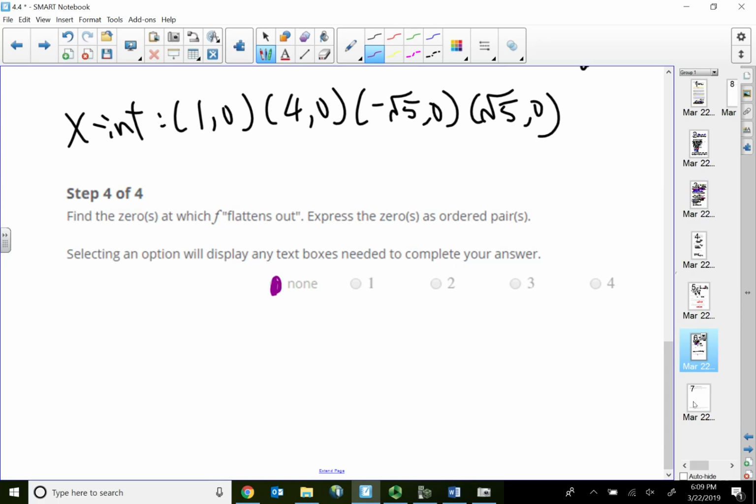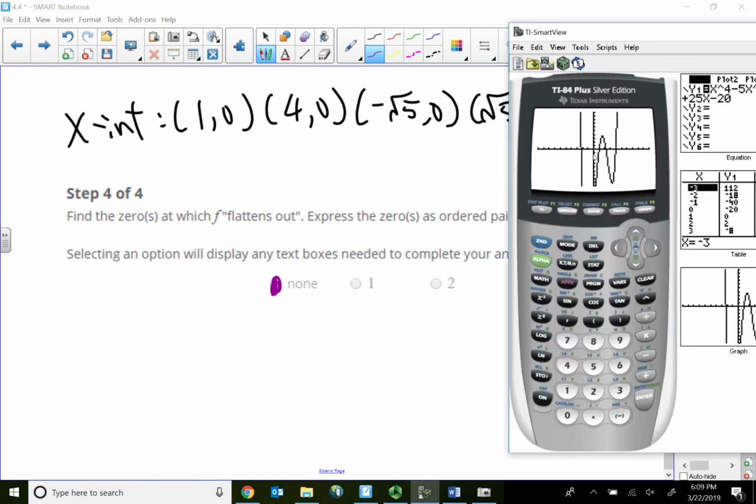All right, so take a closer look at what's going on with our graph when we're thinking about even and odd multiplicity. All right, that will conclude this lecture video.